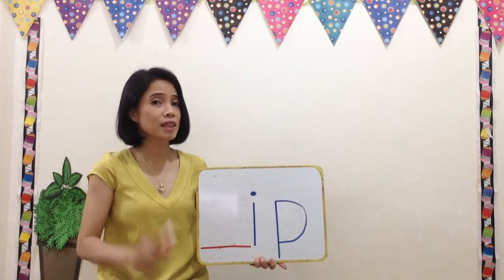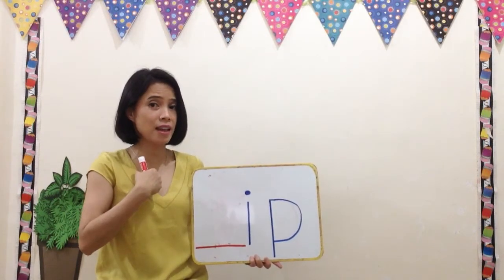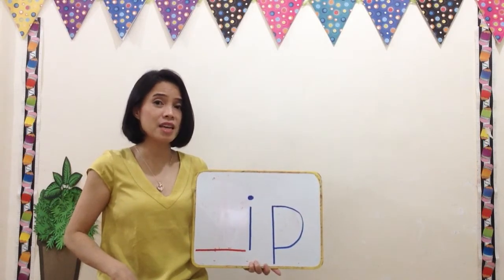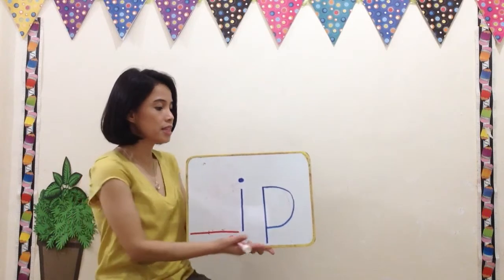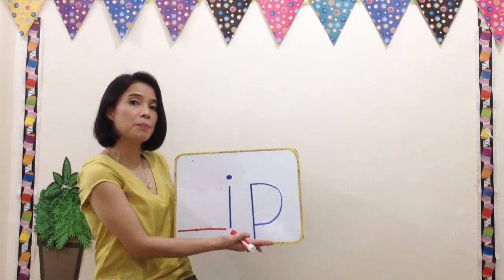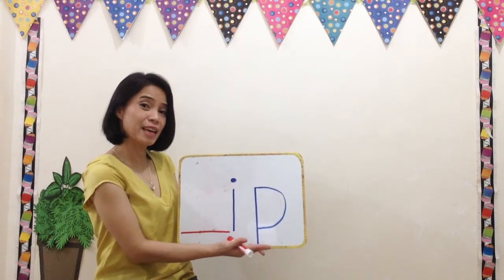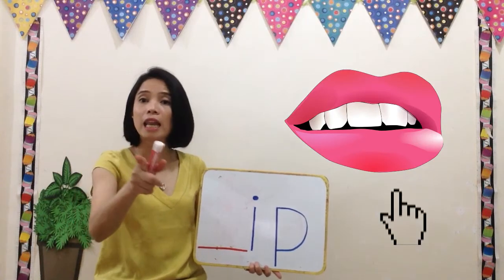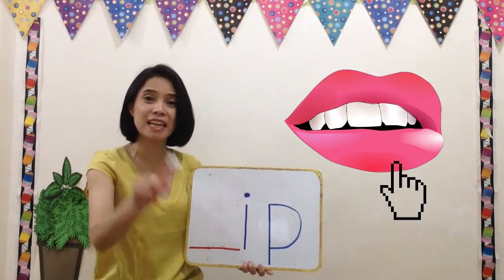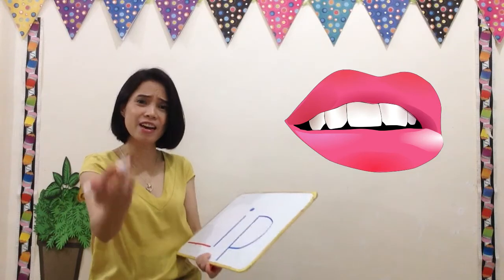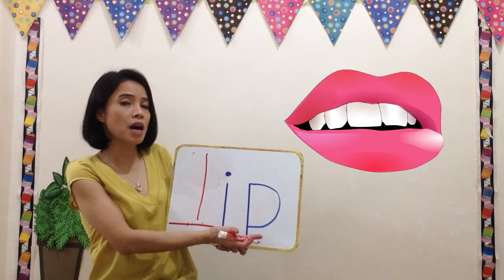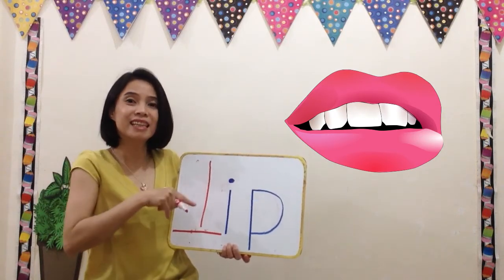Blending time. Listen to the first sound and you will help me say the first sound that you hear at the beginning of each word. Remember, we will read -ip. Here's the first one. Lip. Lip, that's letter L. I heard L. Let's blend the sounds. L, ip, L, ip, lip.